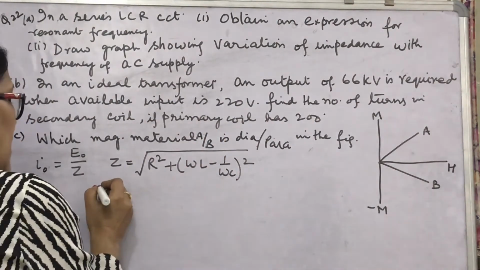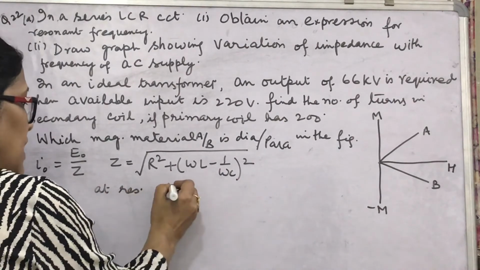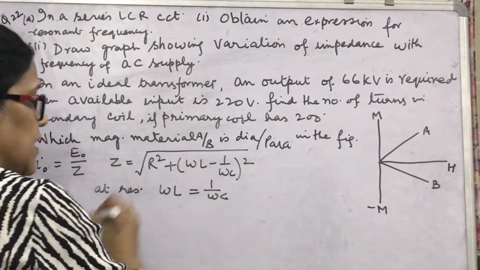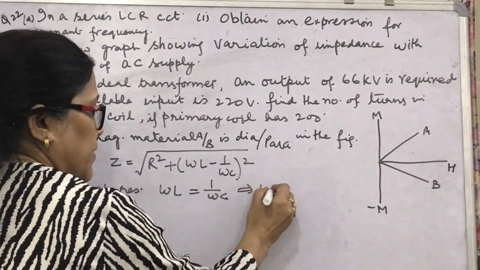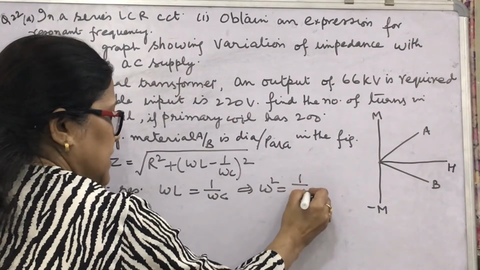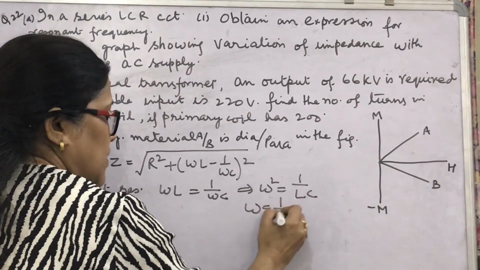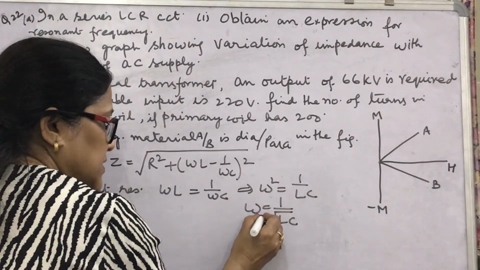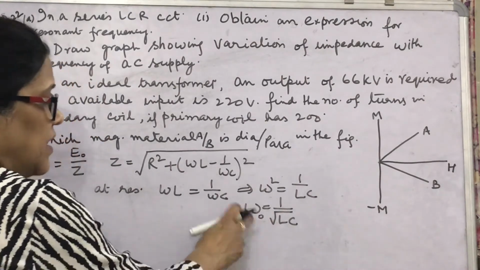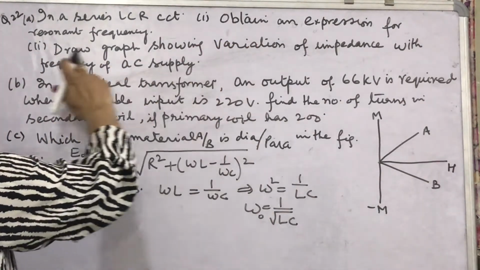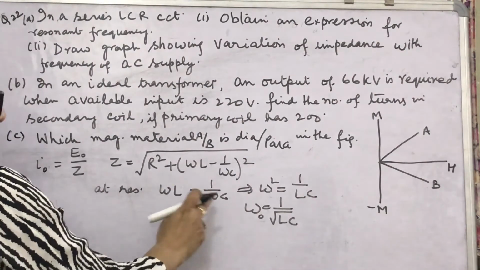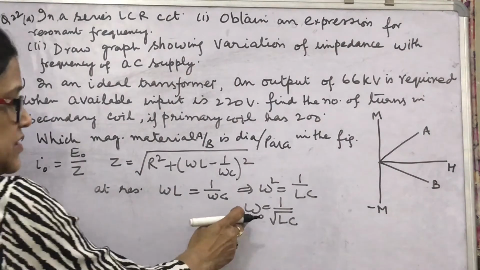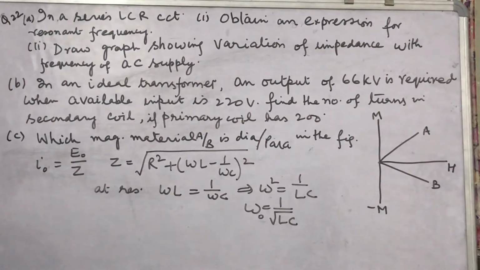Here at resonance, what happens? At resonance, omega L is equal to 1 upon omega C. What does it mean? That omega square is 1 upon LC, or you can write omega is 1 upon under root LC. This happens at resonance, so it is written as omega naught or omega R. How to find the expression for resonant frequency? Learn that at resonance, the inductive reactance is the same as the capacitive reactance. So this is the frequency of resonance.